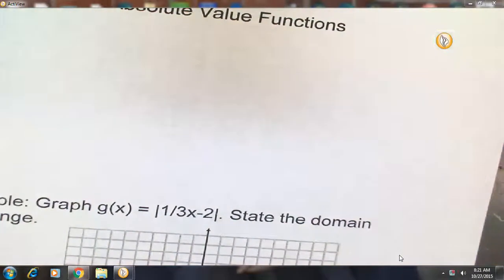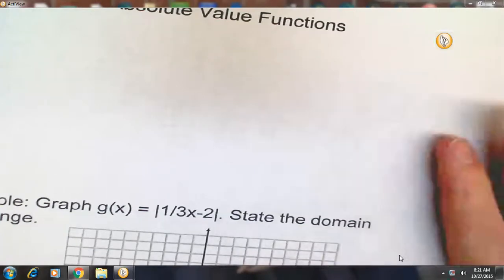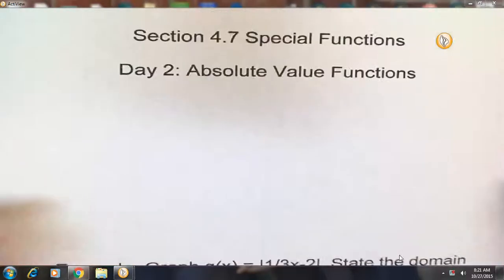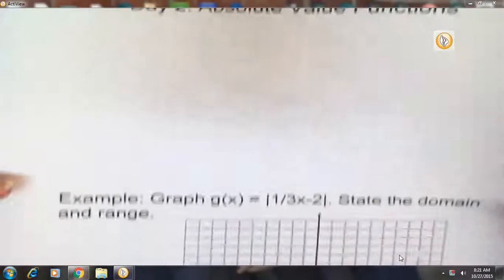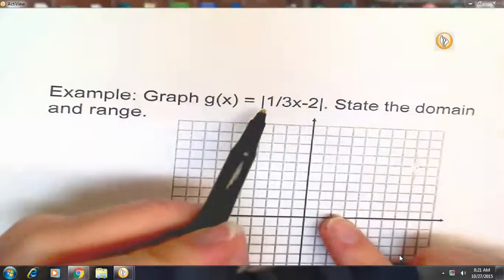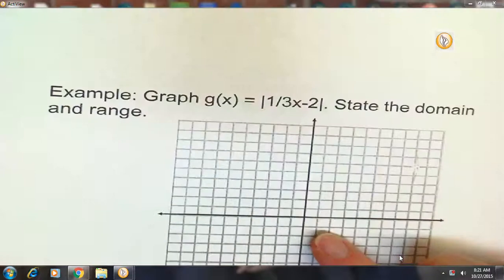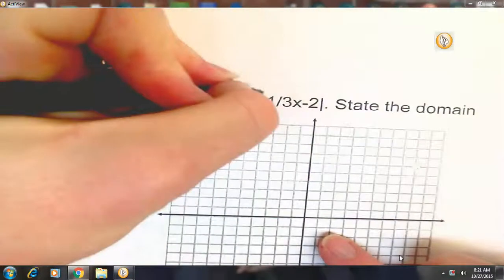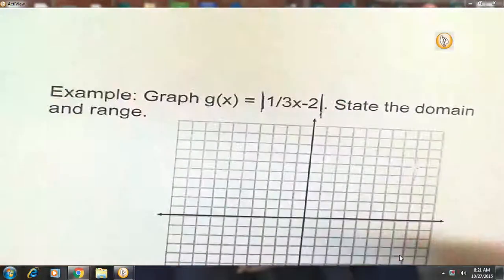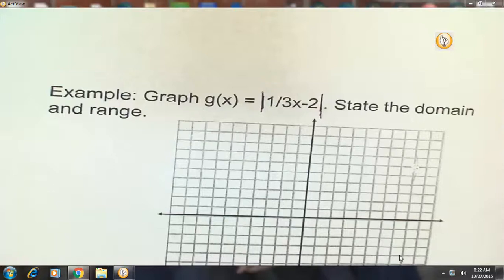Graph absolute value functions. How do we know that we're dealing with an absolute value function? What's the key? What are we looking for to know that it's absolute value? The absolute value bars. If you look at the first example down here, we have g of x equals the absolute value of 1/3 x minus 2. Those absolute value bars are our giveaway. That lets us know that we're dealing with absolute value.